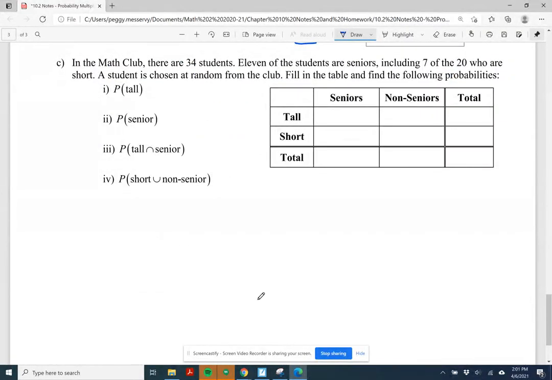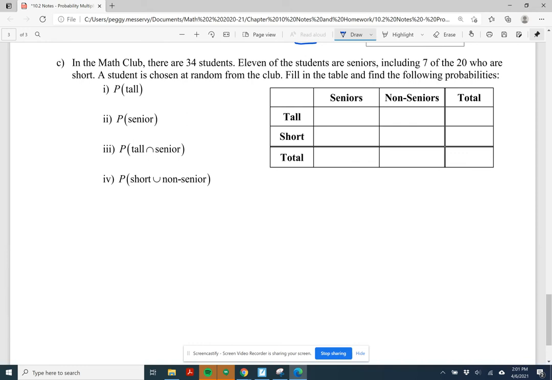Okay, the last thing we're going to do, we're going to do a two-way table. So in this example, in Math Club, there are 34 students. 11 of the students are seniors, including 7 of the 20 who are short. So I have 7 short seniors and 20 short students altogether. A student is chosen at random from the club. Fill in the table and find the following probabilities.